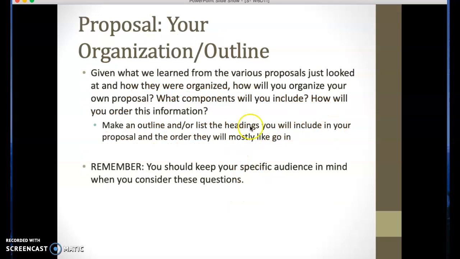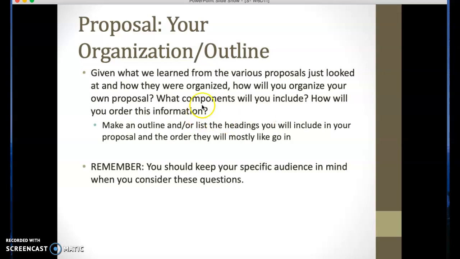And then given what you've learned from these various proposals that you've just looked at and how well they were organized, how will you then organize your own proposal? You get to choose what headings and subheadings you want to have, whether you want to use bullet points or not. So how will you order this information, and what components will you include in your own proposal?